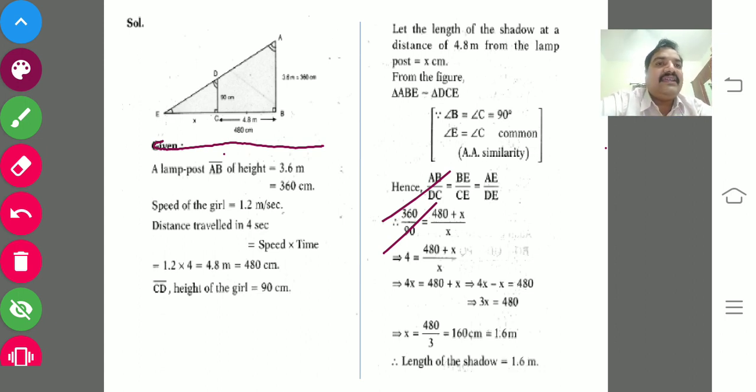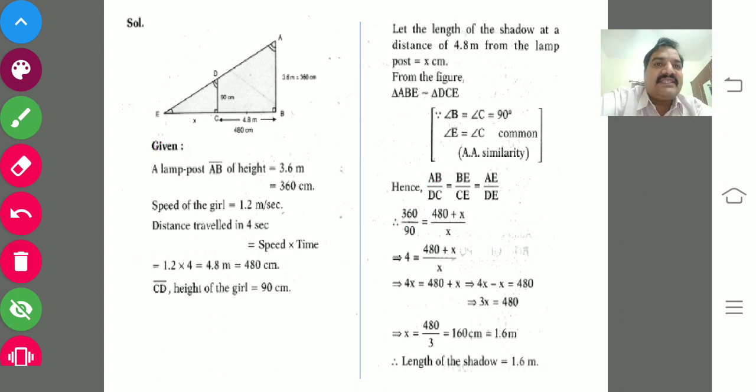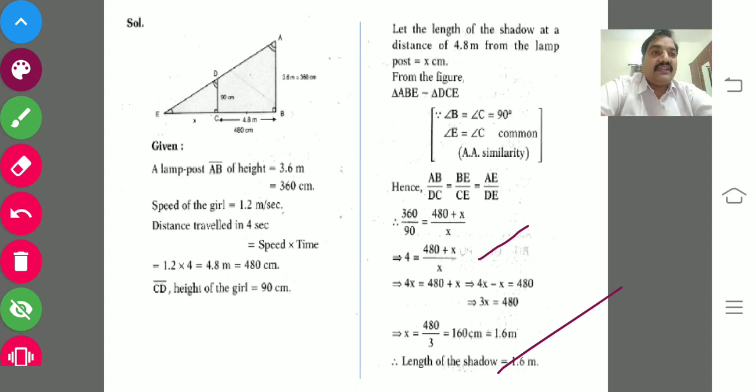We calculated it with the help of the distance equals speed into time formula. So 480, and this is X. So (480 plus X) by CE, and CE is X. If you go with cross multiplication, 4 into X is 4X, equals 480 plus X. Just do that: 4X minus X is 3X, equals 480, and your job will become very easy now. I hope you could understand this problem.